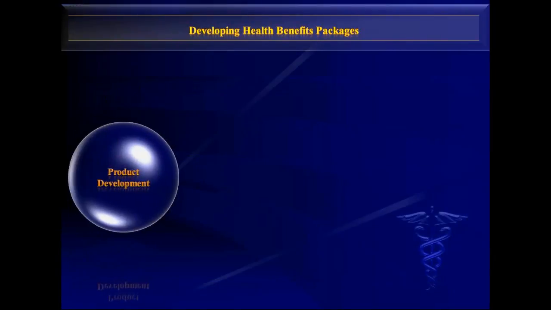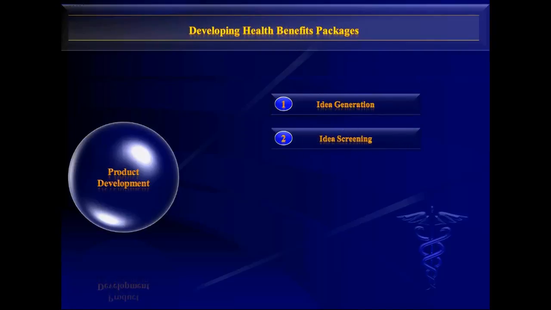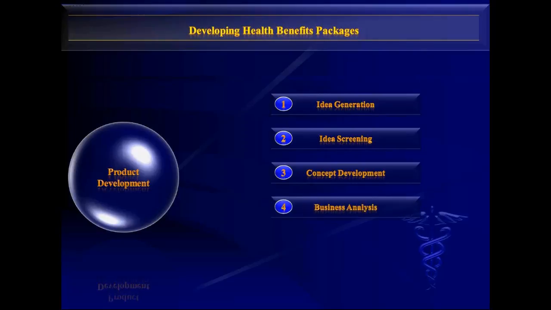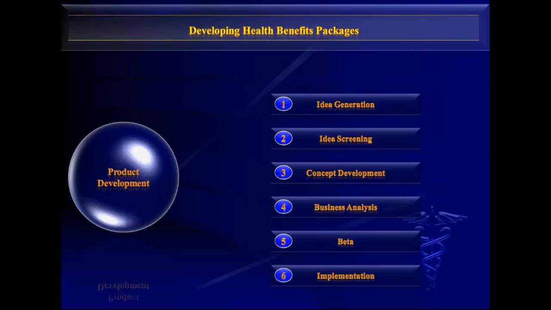Let's take a look at what the product development approach typically involves. Product development really is a six-step process. First, there is idea generation. All right, we think up an idea. Next, we screen the idea. Next, we develop a concept for the idea. Then we go ahead and analyze the idea. Then we go ahead and test the idea. And we go ahead and implement the idea. This is the six-step process of product development.